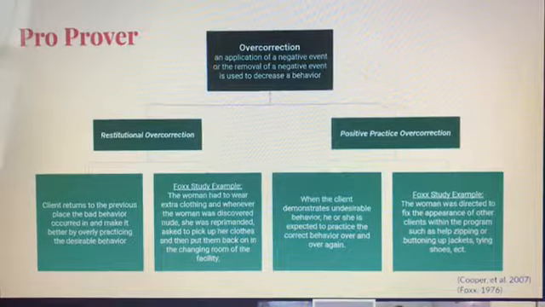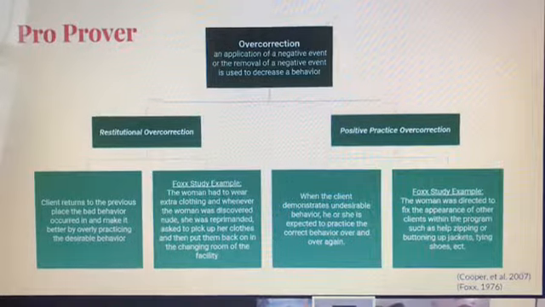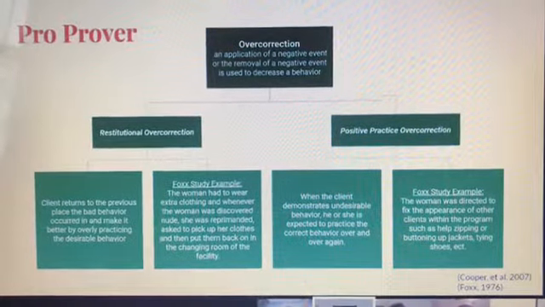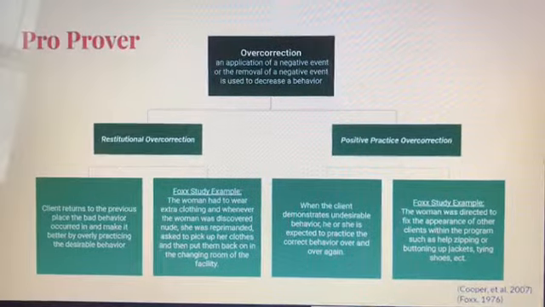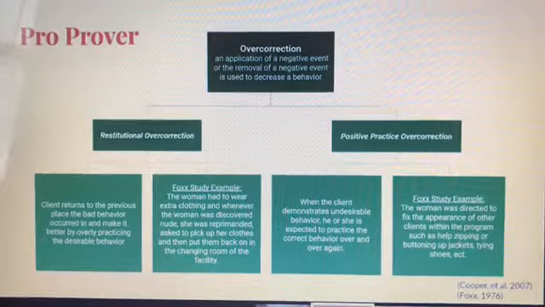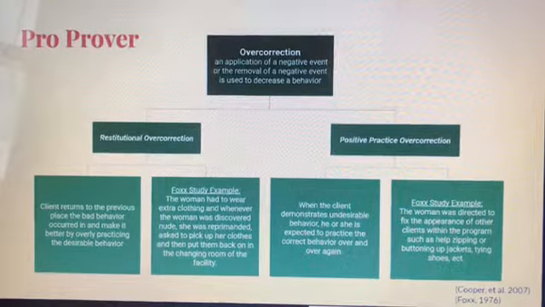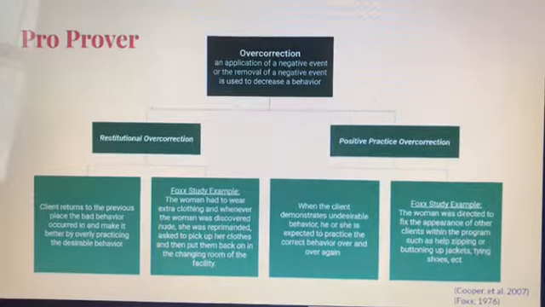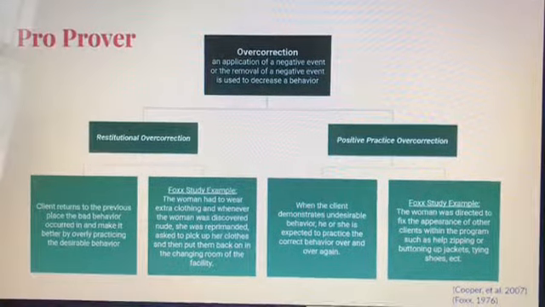The first is called overcorrection, where an application of a negative event or removal of a negative event is used to decrease the behavior, and it can be broken into two types: restitutional overcorrection and positive practice overcorrection. A study on a very low functioning woman who disrobed frequently was done by Fox, where both types of overcorrection were used.